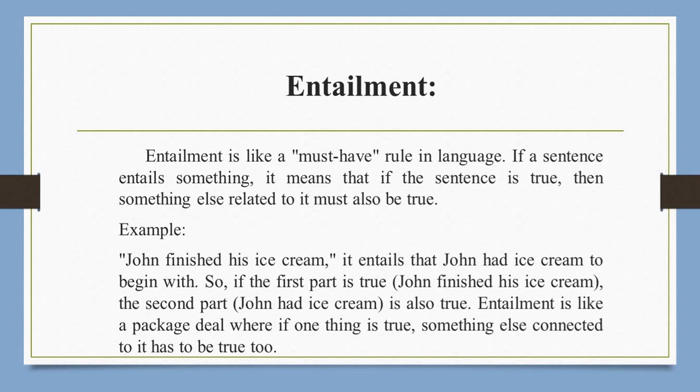John finished his ice cream means in the first place he had an ice cream. So you're going to get two sentences, and it's like a package deal: if one thing is true, something else connected to it has to be true too. So entailment entails two sentences. If one statement is said to be true, the other one has to be true as well. Alright, so understand the difference between the two.